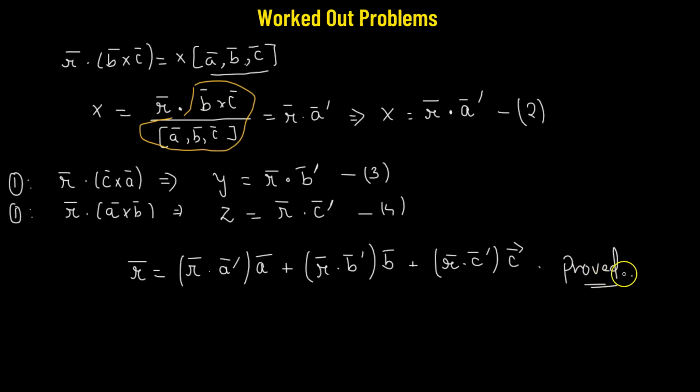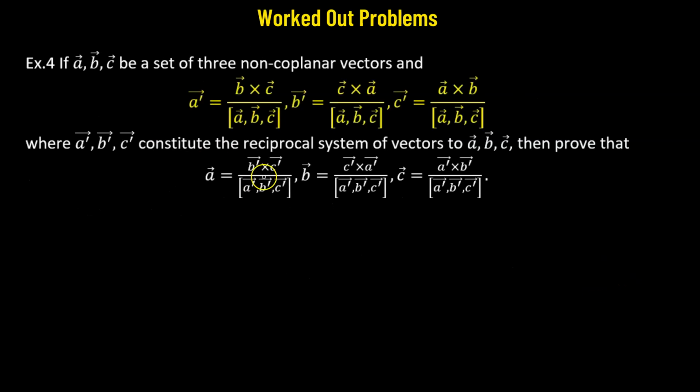Let's move on to the next problem. In problem number 4, we have 3 vectors A, B, and C, which constitute a set of 3 non-coplanar vectors such that the reciprocal vectors A prime, B prime, and C prime are given as follows. We have already talked about this. This is the definition. Here A prime, B prime, C prime give the reciprocal system of vectors to A, B, and C. So what we have to show is that the converse is also true.